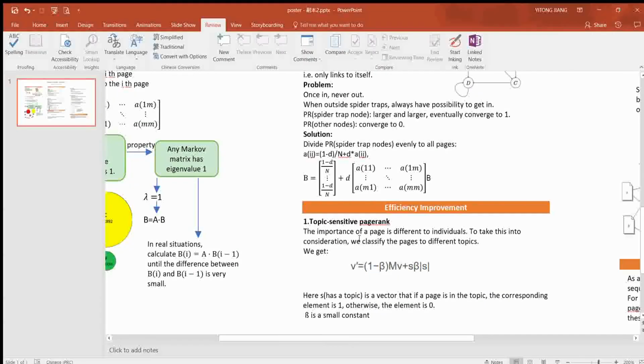This part is about efficiency improvement. The PageRank algorithm, as the most widely used page ranking algorithm, still needs to be improved. Until now, there are lots of methods to polish it up, and it is being perfected gradually. Here, we introduce some simple but important ways. The first one is topic-sensitive PageRank.